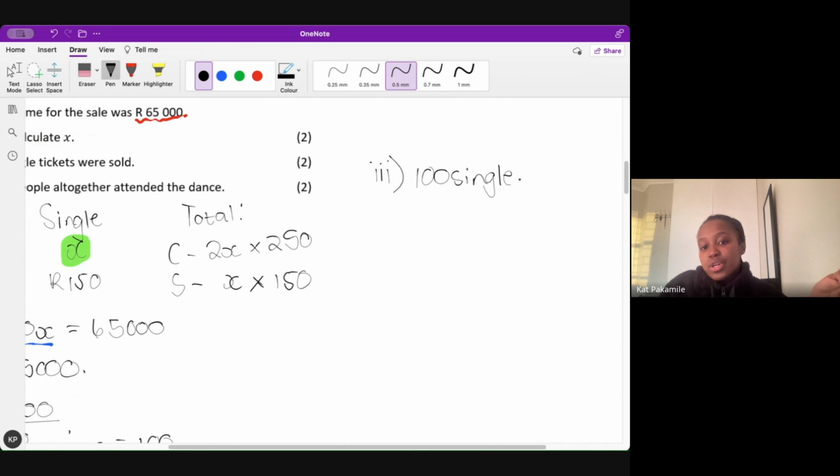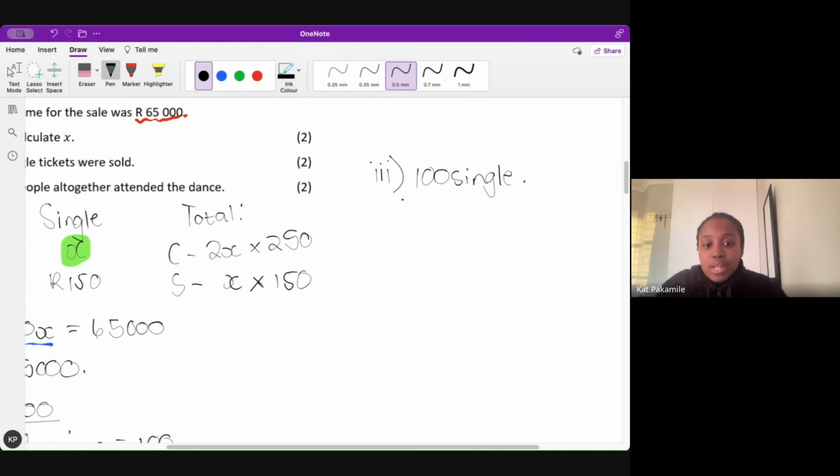But now there's a trick with the couples tickets. What's the trick, guys? What's the trick with couples tickets? What does a couple mean? What does couple mean? How many people are attending? If I say to you a couple, then how many people are attending? 2 people, right? 2 people are attending.